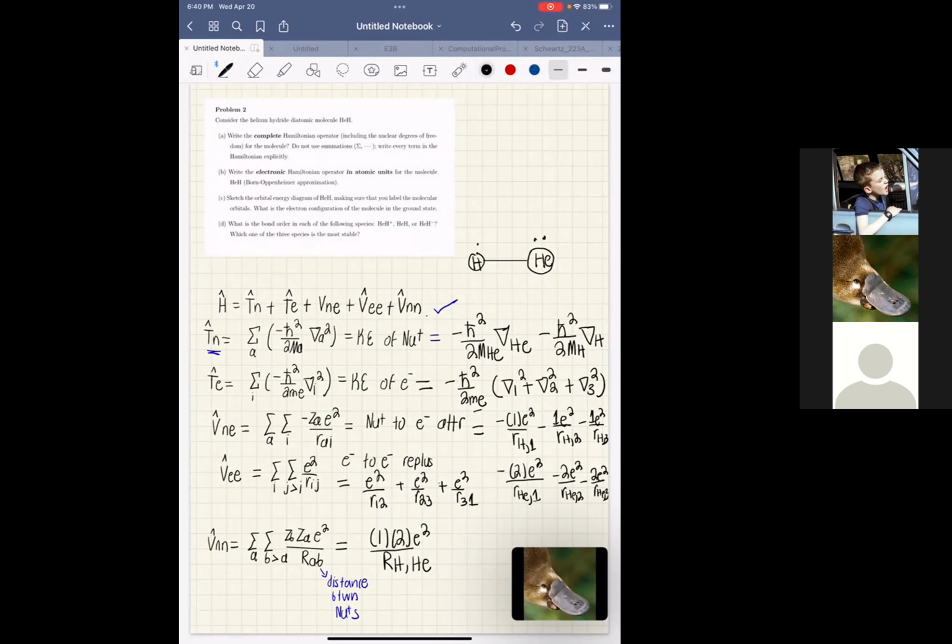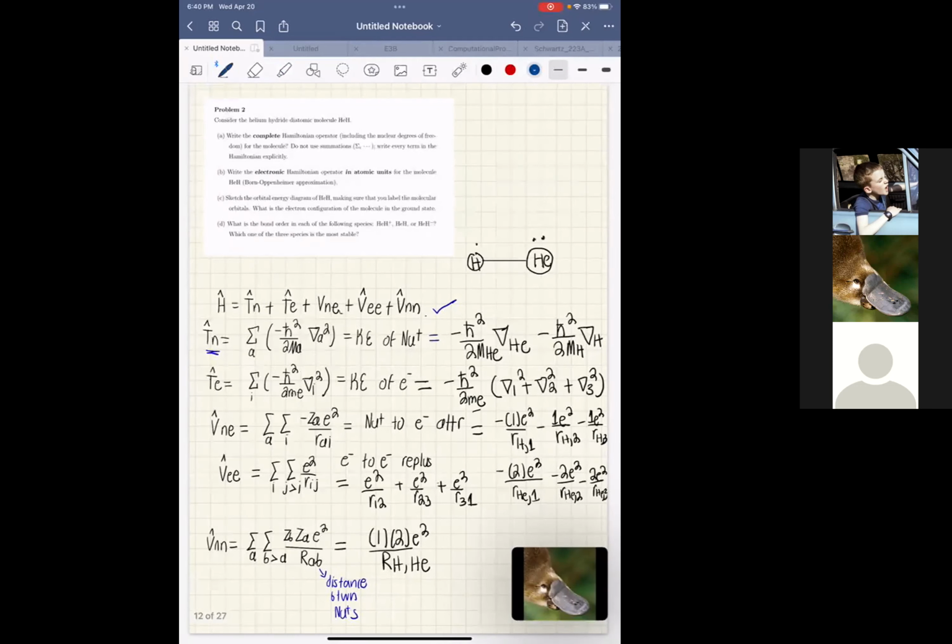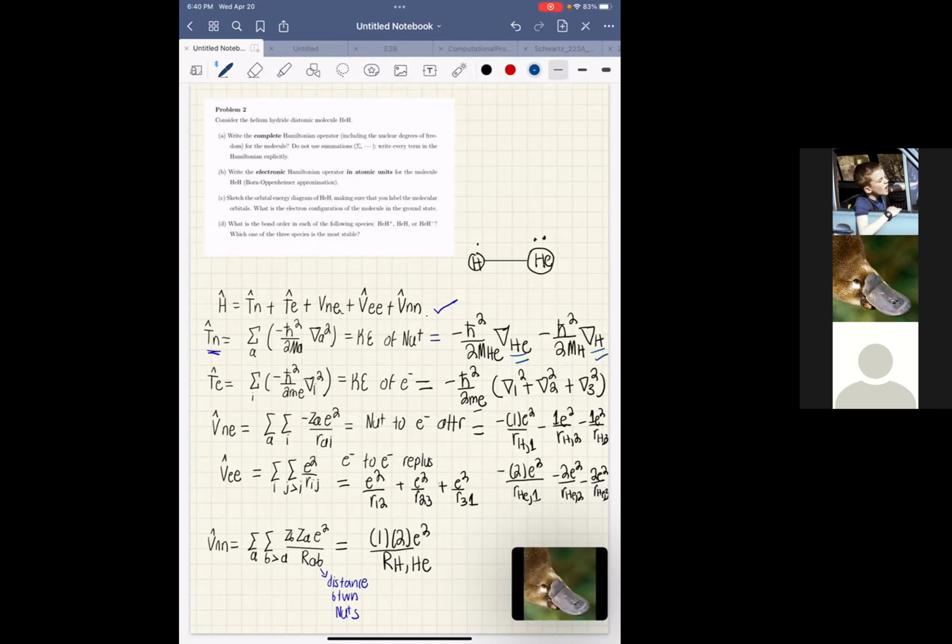So what you can do is write this down, and then split up your answer into parts. For example, they want you to find the kinetic energy of the nucleus. This is a complete Hamiltonian, so that includes the nucleus. This is a diatomic molecule, so you're gonna have 2 terms: the kinetic energy of the helium atom and the kinetic energy of the hydrogen atom. And for the kinetic energy of the electrons, since there's 3 electrons altogether, you're gonna have 3 terms. I just distributed this out because all electrons have the same mass. So you get this part, right?